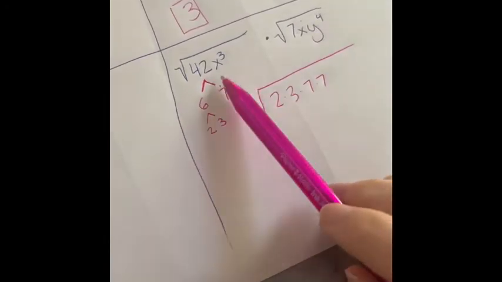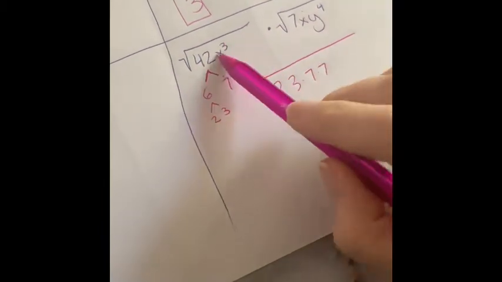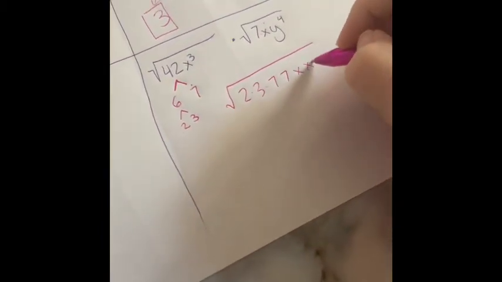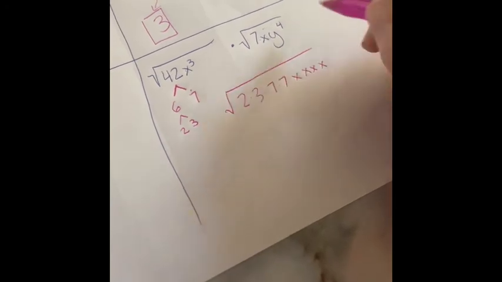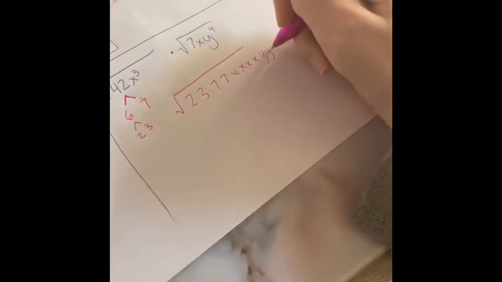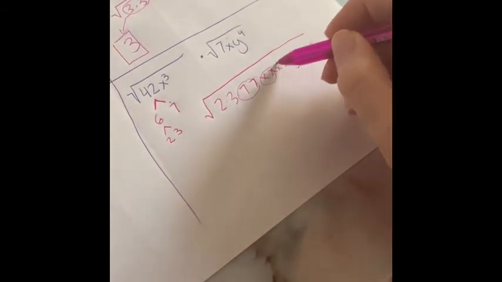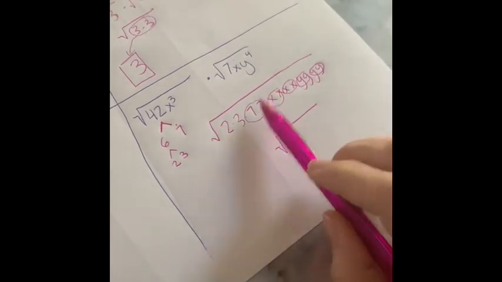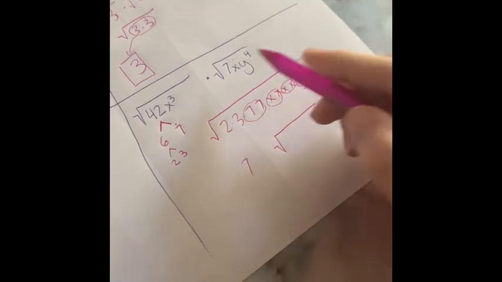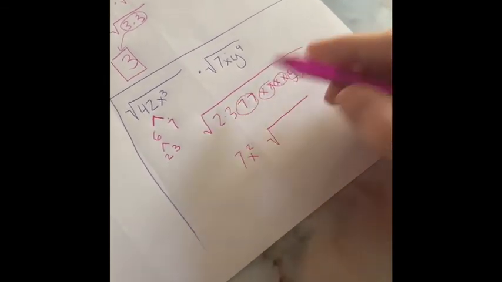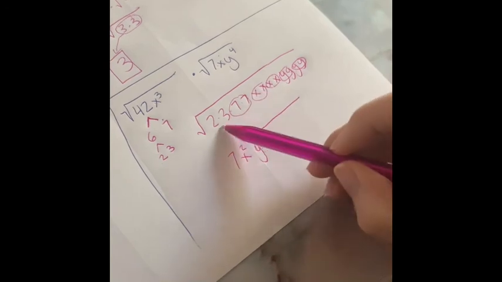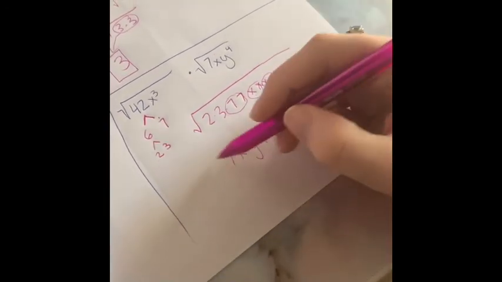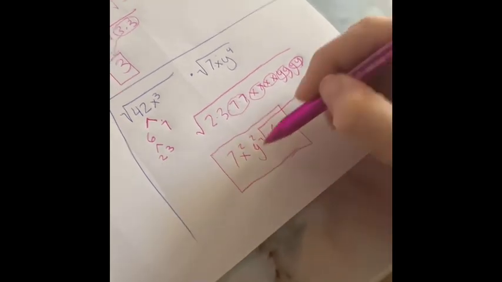And I'm going to do my letters. So I've got some X's and some Y's. I've got 3 X's here, so 1, 2, 3, and then 1 more X from here. And then 4 Y's. Okay. So look for pairs. I've got 7, X, X, Y, and Y's. Okay. So for our final answer, remember each pair gets one thing on the outside. So 1 7, 2 X's, 2 Y's. And leftovers, 2 times 3 is 6. So the final answer is 7x squared y squared, square root of 6.